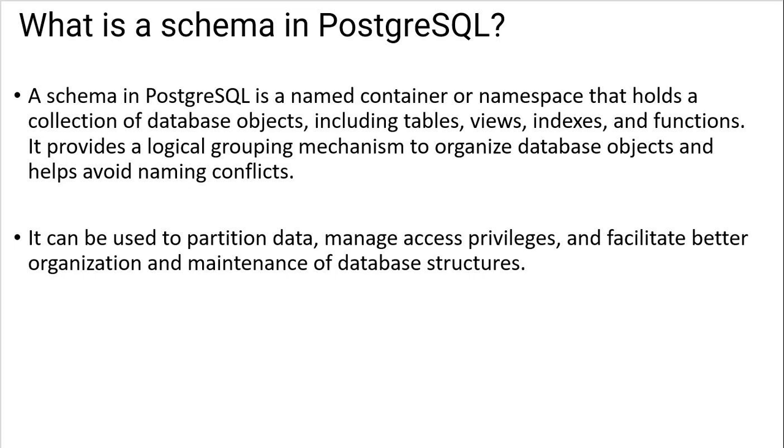So a schema is a Postgres named container or namespace that holds a collection of database objects, including tables, views, indexes, and functions. It provides a logical grouping mechanism to organize database objects and helps avoid naming conflicts, meaning unique names. Not to duplicate names, we cannot create duplicate database tables, objects, whatever.